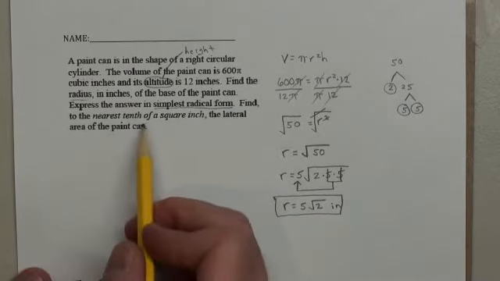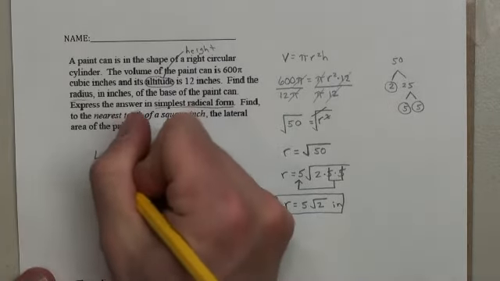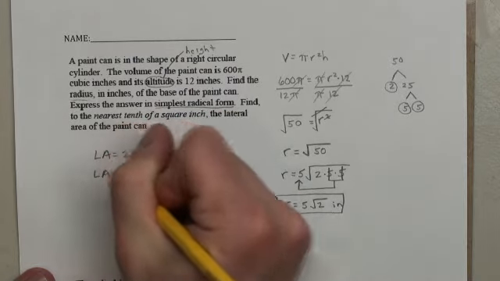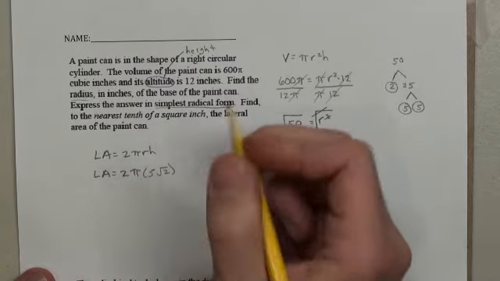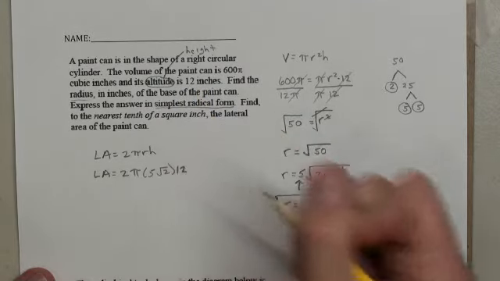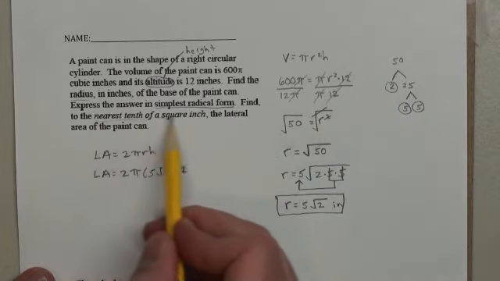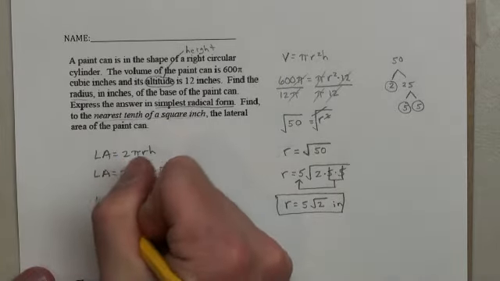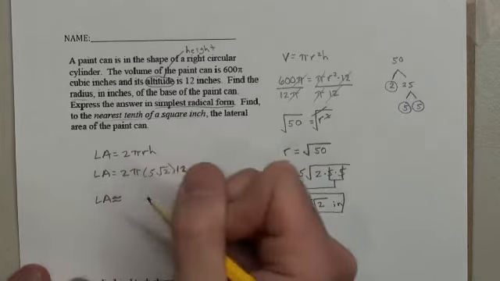Then it said find to the nearest tenth of a square inch the lateral area of the paint can. Remember, the lateral area equals 2 pi RH. Lateral area equals 2 pi, R is 5 radical 2, and H is 12. Okay, so now we can plug in pi, because we're rounding to the nearest tenth of a square inch, so we don't have to worry about simplifying any radicals. We can just plug all of this into the calculator and see what we get. And let's put approximately, because we're going to round.